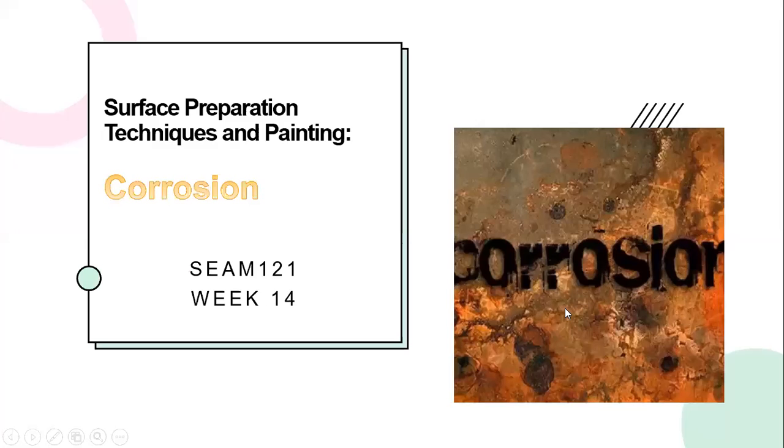Okay, our topic for today, for week 14, is all about surface preparation techniques and painting. Why do we have to paint? Why do we have to attend to the maintenance for the corrosion? It's because our ship is made of steel and it has to be seaworthy and presentable. With that, we have to attend to the maintenance, the surface preparation and painting.